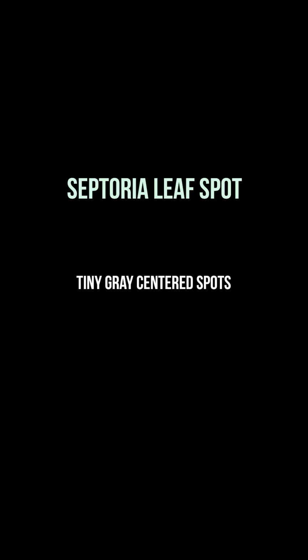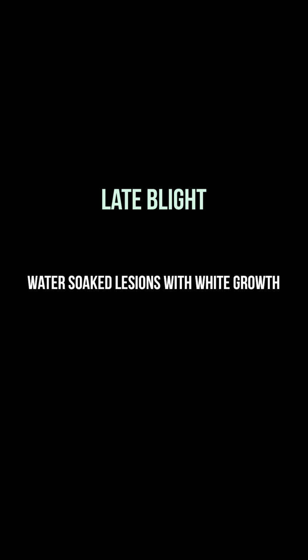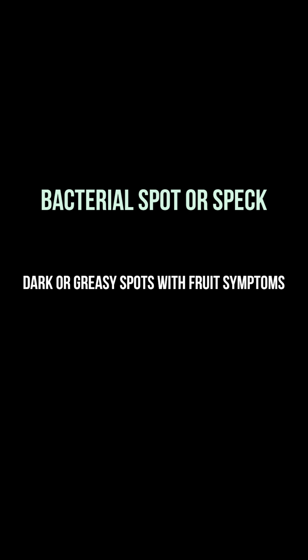So let's compare the first 4 that we've been over. Septoria has tiny gray-centered spots. Early blight has large target ring lesions. Late blight has water-soaked lesions with white growth. And bacterial diseases have dark or greasy spots with fruit symptoms.